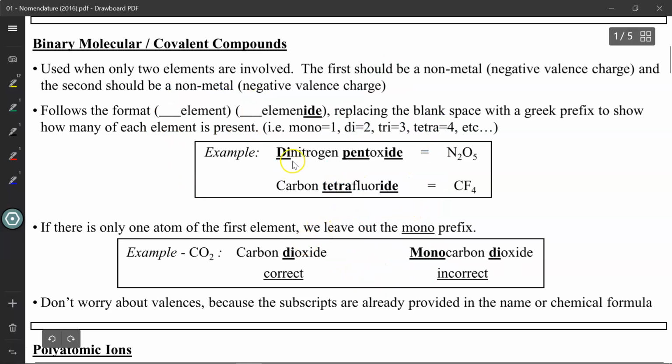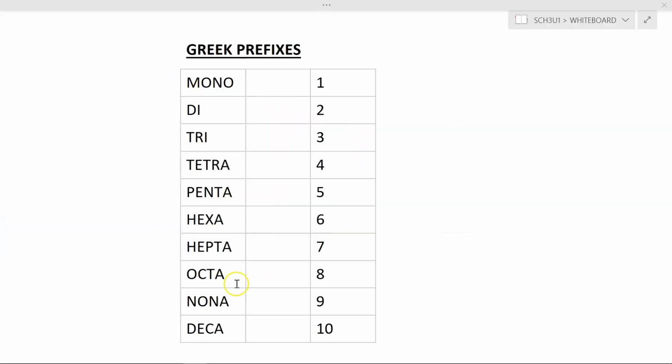So in this case, we need to use Greek prefixes, di and pent for instance, to denote how many of each element is present in this particular compound. So these are the Greek prefixes that you're responsible for. Most of them should make sense, like mono is 1, octa is 8, deca, decade, 10, pentagon, hexagon, 5-sided, 6-sided, triangle, 3-sided. Really the only ones that give students trouble are di. Sometimes they'll say bi, but it's actually di, so like carbon dioxide, and that's 2.